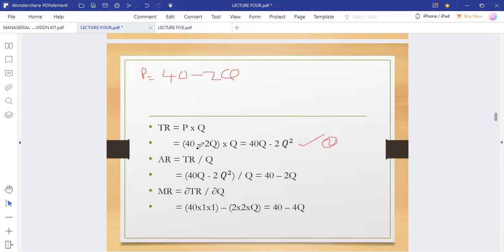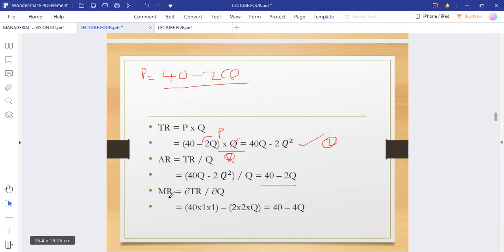Average revenue, we divide this total revenue by quantity. Ideally, you can also just divide this part by quantity. Average revenue goes back to the price itself, usually. So average revenue will come out as a price, especially for the competitive market. So we get 40 minus 2Q.